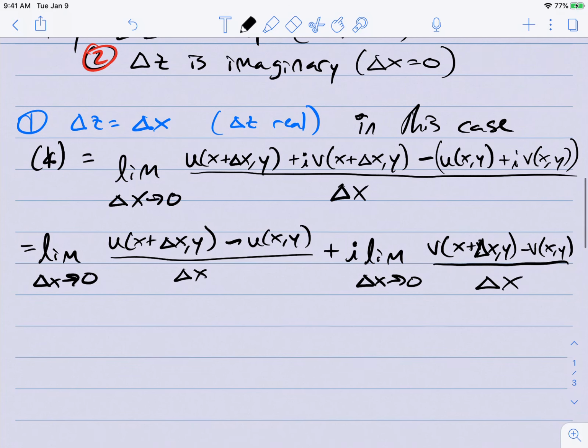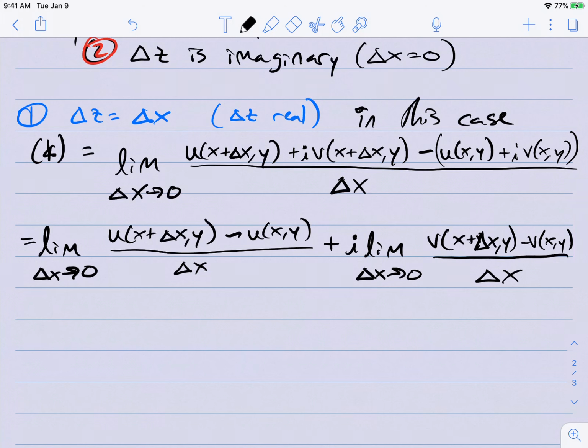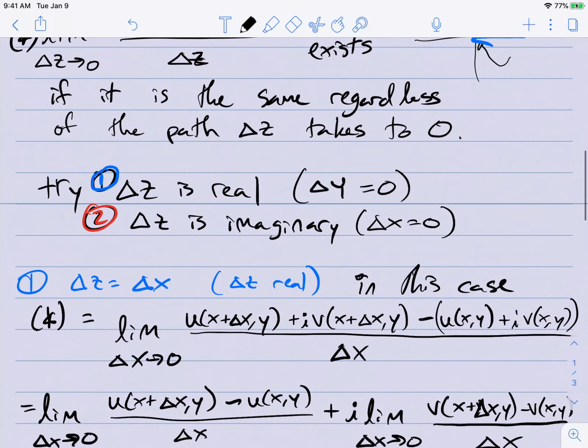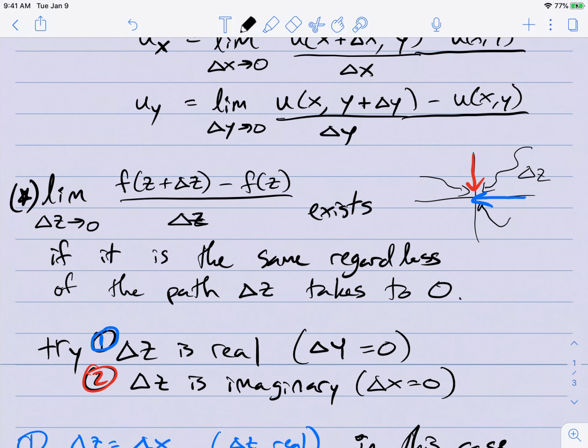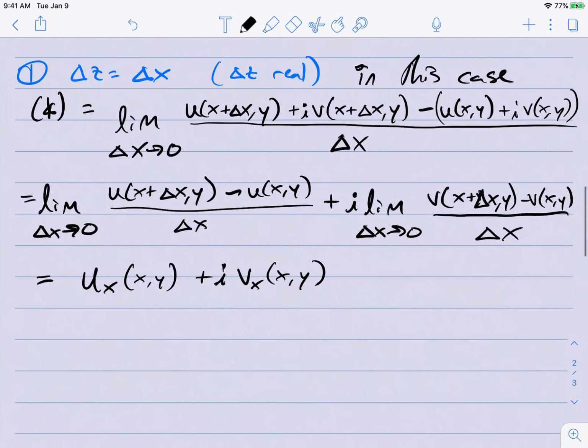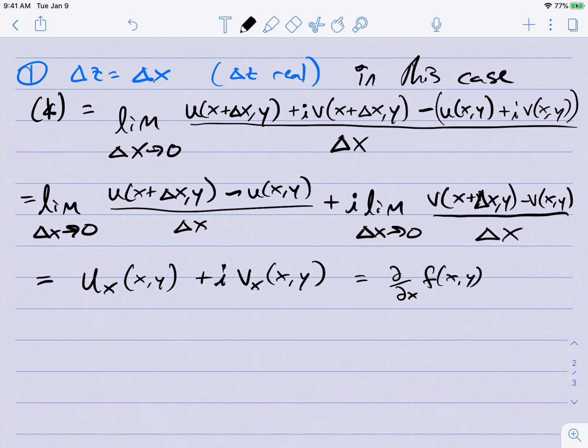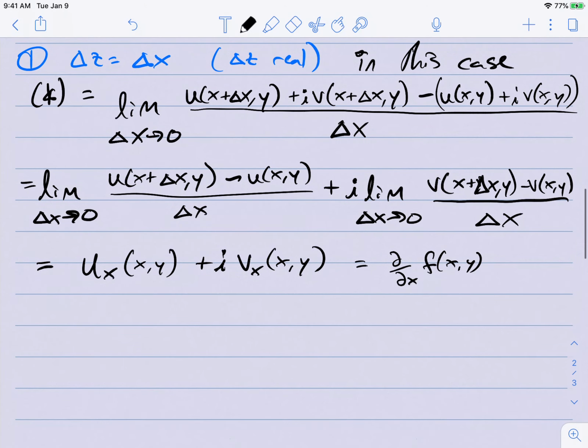And so you can see that these two limits are just partial derivatives in the x direction. And so finally what I get is u_x, partial with respect to x, plus i times partial of v with respect to x. Okay, so in conclusion, if delta z approaches 0 along the real axis, along the x-axis, then what I get in the limit is basically the partial derivative of f. You can write this as just d/dx of f of xy. It's got its real and imaginary part. So if I approach along the x-axis, then what I get involves the partials with respect to x.